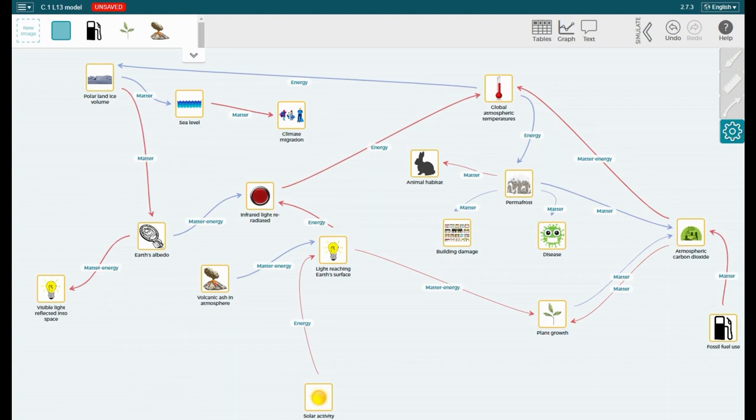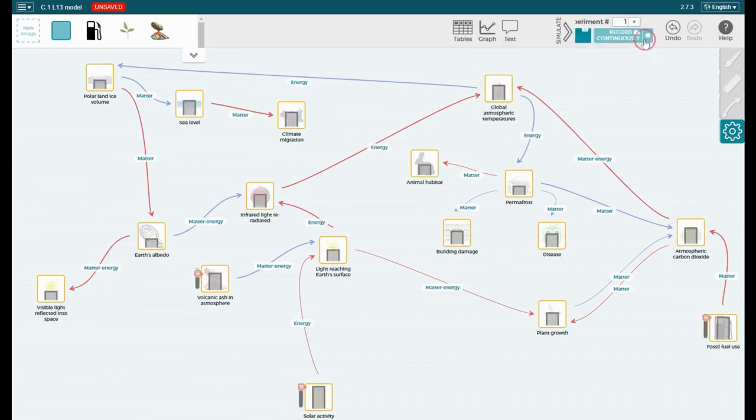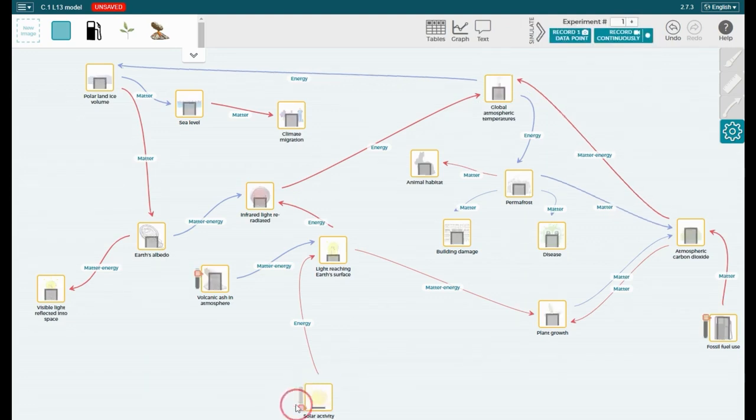We can actually use this model by clicking Simulate. Each square icon now shows a bar graph indicating intensity. Then we change any variable that has a slider. We can see the impact of this change by looking at the bar graphs attached to all the other components. Increasing the slider on solar activity causes all bar graphs to increase or decrease slightly.